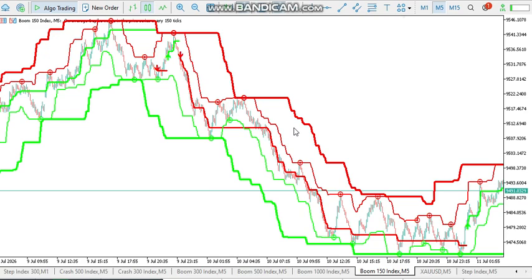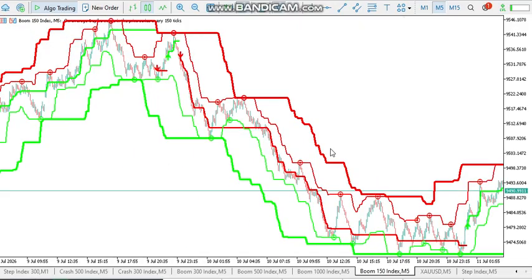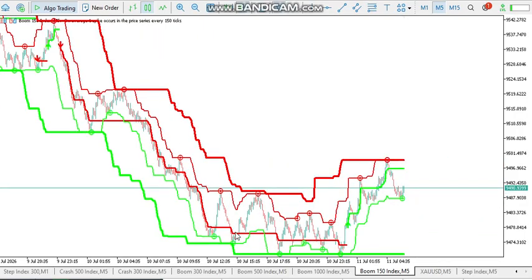So as you can see, this is Boom 150 5 minute time frames. According to this particular indicator, this is our first indicator here that we installed, and this particular arrow is the second indicator. You can see we have the green arrow for the uptrend and we have the red arrow for the downtrend. That is how we have it on this indicator.